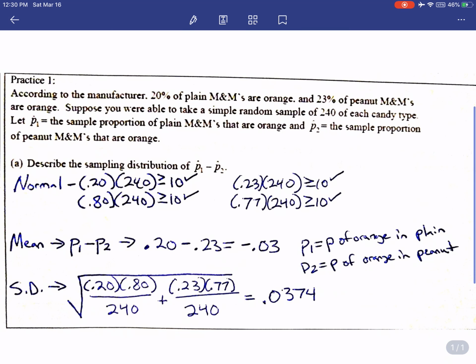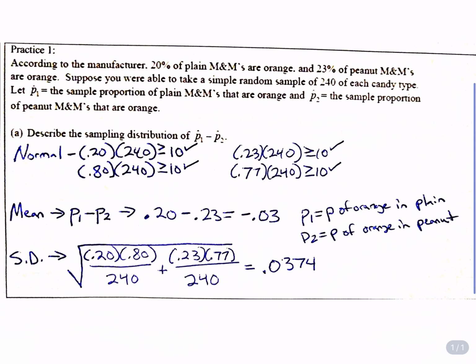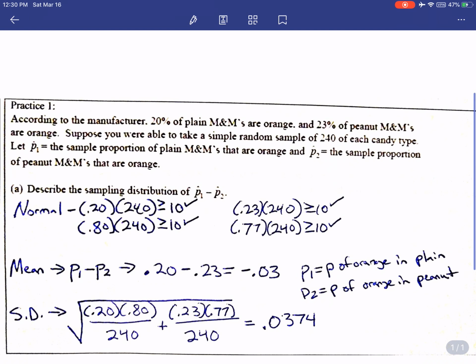So determine the shape, if it's normal or not, we do the condition where we're doing n times p and then n times 1 minus p. And remember, we have to do that 2 times, so 4 total calculations, because we have 2 different samples that we're dealing with. So you can see the different calculations that are listed. All of them checked out. So we know that the sampling distribution is going to be approximately normal because it met that condition. So that's how we describe the shape of the sampling distribution.